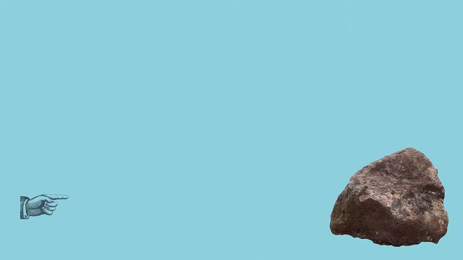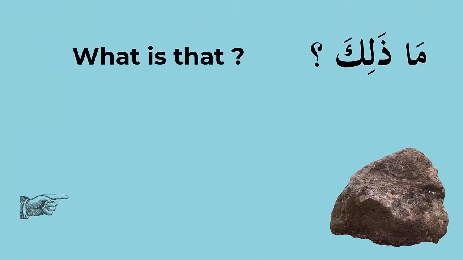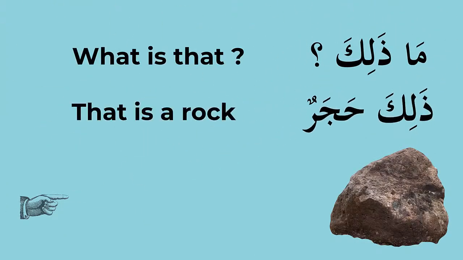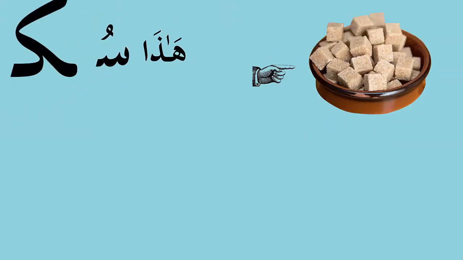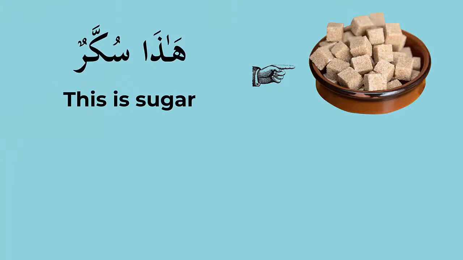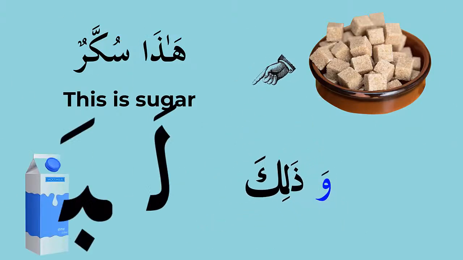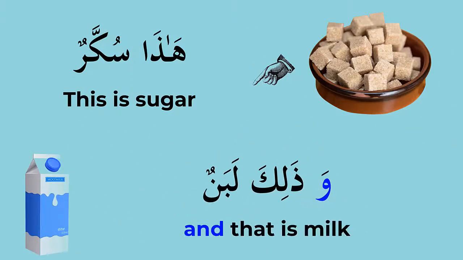Okay, brother? Ma zalika? Zalika hajarun. Look at the vowel signs, brother, and try to, inshallah, understand and memorize it. Zalika hajarun. What is the meaning of hajarun? A big rock. Hadha sukkarun. Look at the shadda on kaf. Hadha sukkarun. Wadhalika labanun. This is sugar and that is milk.